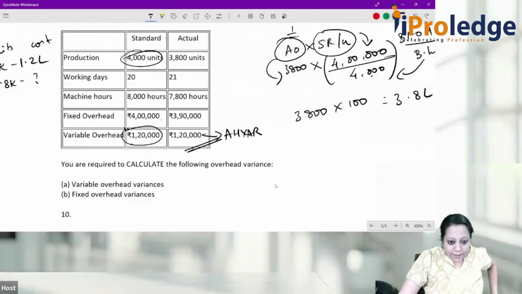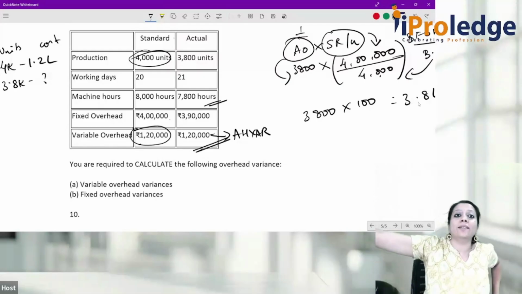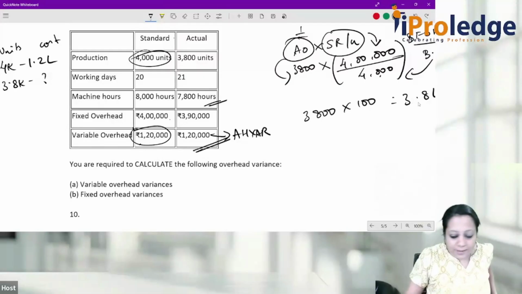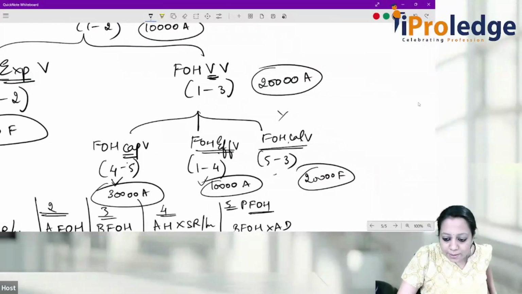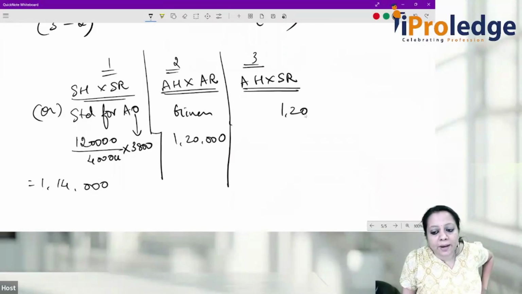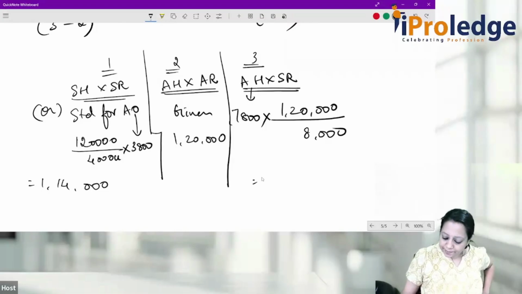You all know, simply I'm showing you. Actual hours is 7,800, into actual rate. How to find out standard rate per hour? If I'm multiplying rate by hour, it should be rate per hour only. So what is the standard rate per hour? 1,20,000 divided by budgeted hours. How much was it? 8,000. Into actual hours is 7,800. Getting my point? 1,17,000.